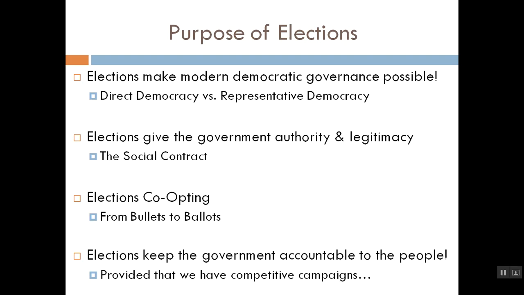And that means that we need to participate in elections. Without elections, there's no tool for us to kick them out of office, and therefore there's no reason for them to care what we want. There is no institutionalized or systematic incentive to remain accountable to the wants, needs, and expectations of the people. So elections, again, to summarize, are important because they make modern democracy possible. They give the government its authority and legitimacy. They co-opt potentially violent dissenters, and they keep decision makers accountable to the will of the people.